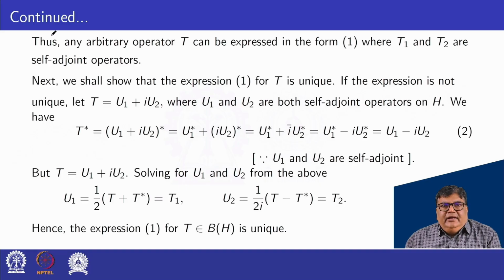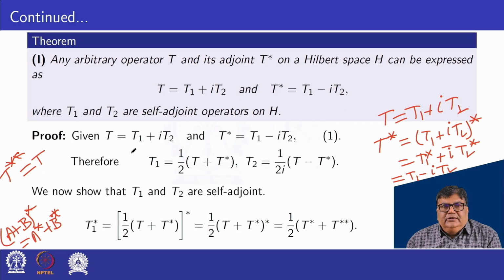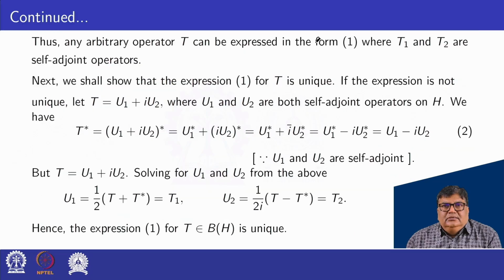Thus, any arbitrary operator T can be expressed in the form equation 1, where T1 and T2 are self-adjoint operators. Next, we shall show that the expression 1 for T is unique.